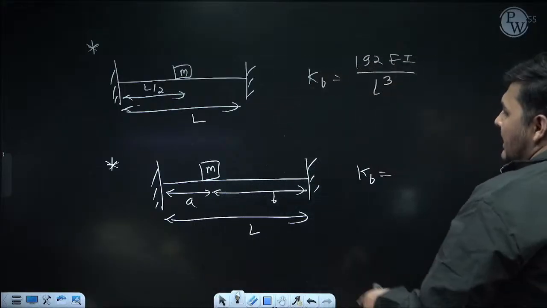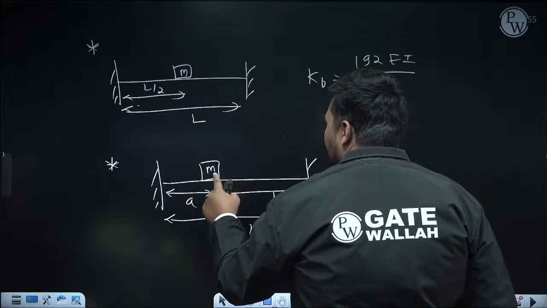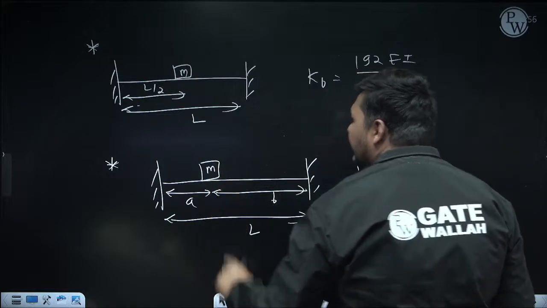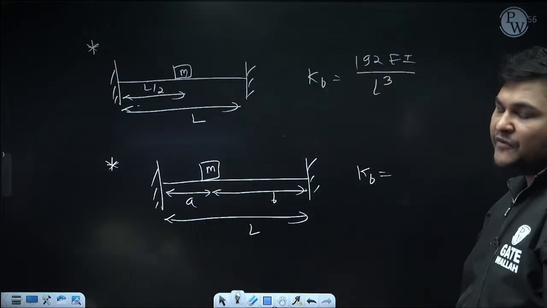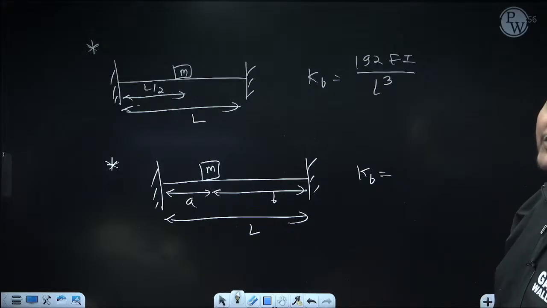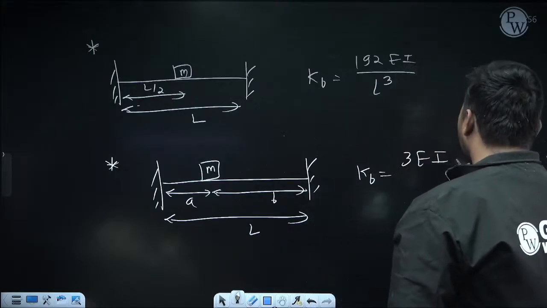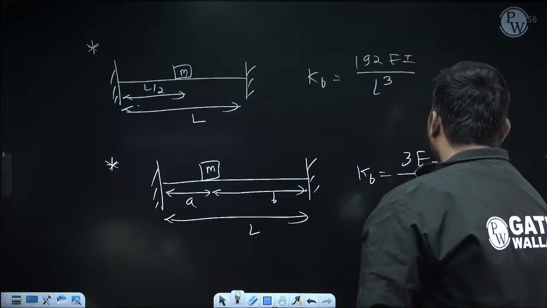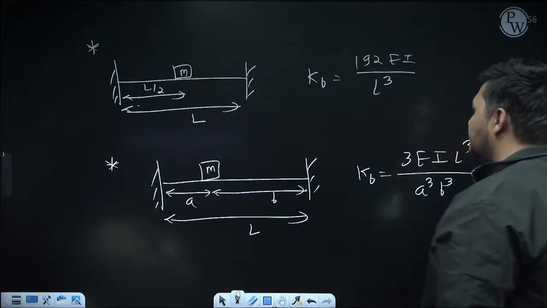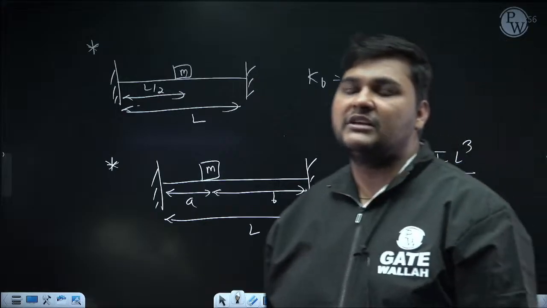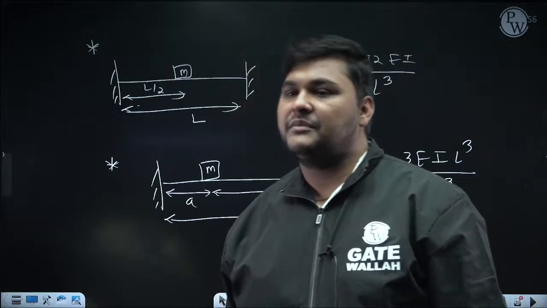See, at this point, if I apply a transverse load P, then what is the formula to calculate deflection of the same point? For a fixed beam, this formula is P A cube B cube upon 3 EI L cube. So bending stiffness will be the reverse of that, and remove the P. So 3 EI L cube upon A cube B cube. This is the expression to calculate bending stiffness.